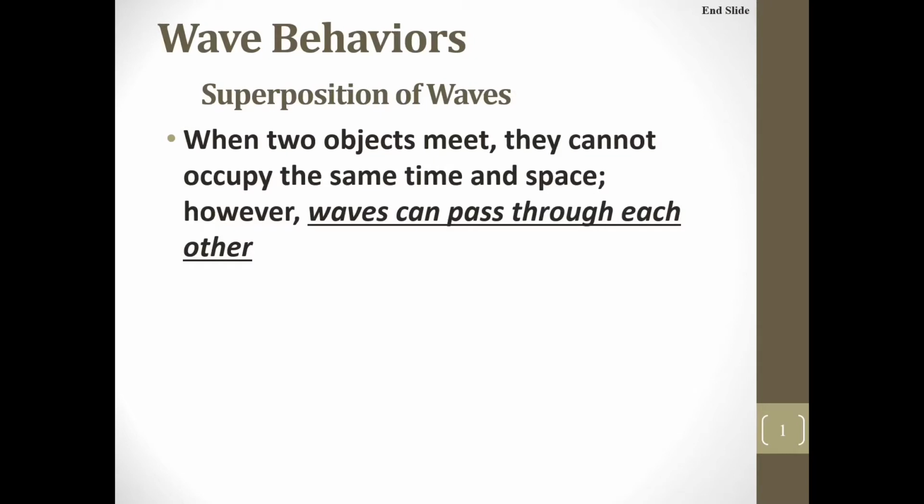When waves interact with each other, they actually pass through each other as if they're not even there. With objects, with tennis balls, for example, when two tennis balls meet, they bounce off of each other. But waves don't do that. They pass through each other.